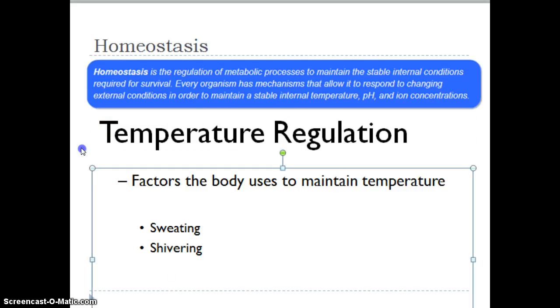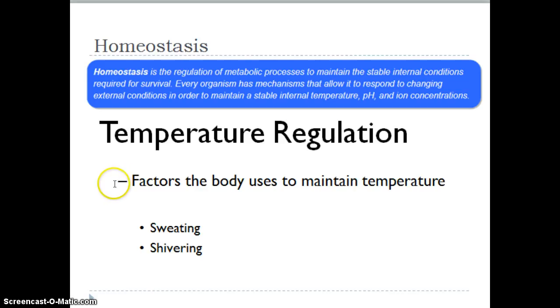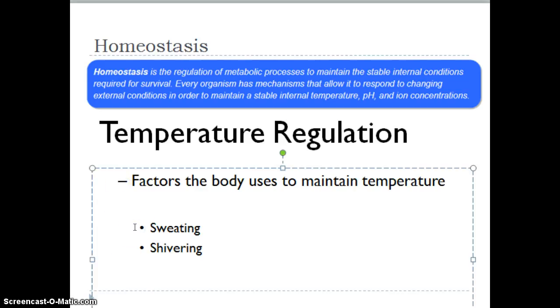So temperature regulation is an important aspect of homeostasis, and organisms like human beings sweat. Mammals sweat whenever they get hot because the water that they sweat evaporates and takes energy away, and it reduces the amount of temperature that we have. Shivering is an uncontrolled contraction of muscles which burns fuel and creates heat. So shivering actually does warm us up.